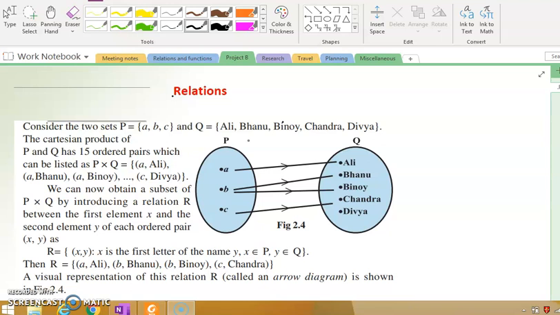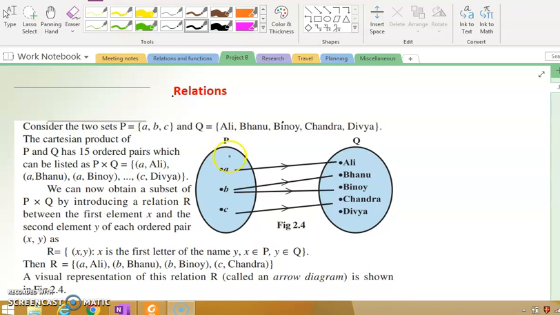So we will revise the Cartesian product a little bit, then we will start the relations. How to establish a relation, what are the various conditions, how to recognize whether it's a relation or a function, and what is the difference between relation and function, that we will study. So let's start with the Cartesian product.